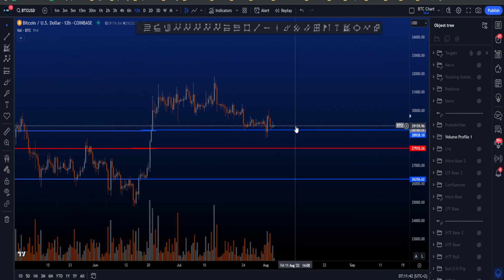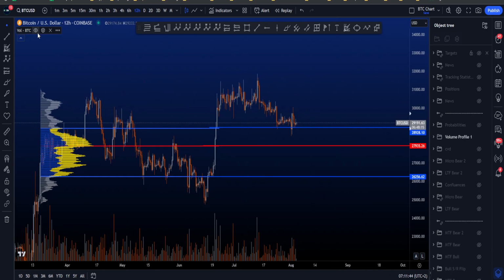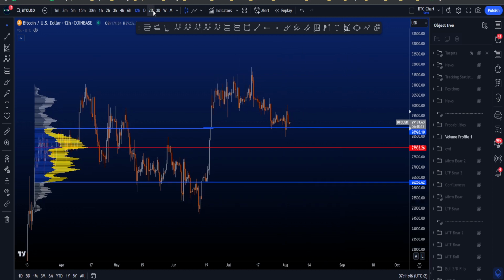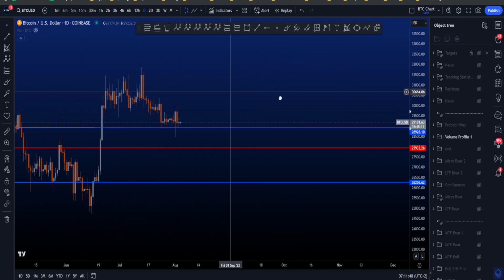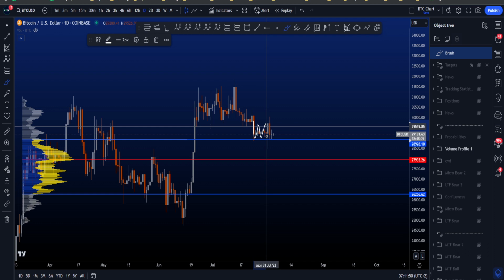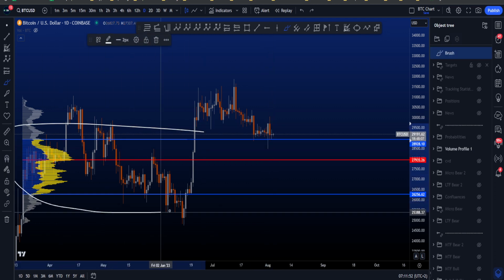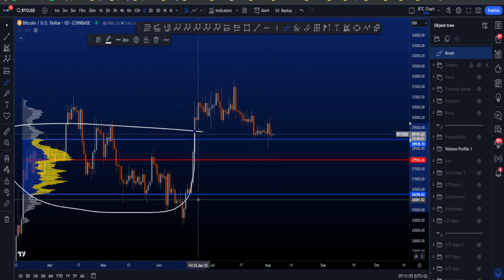If we then zoom out, I want to show you this volume profile, because it starts to be increasingly important to actually have a look at this range, as price is already ranging on top of the value area high of this volume profile over here.